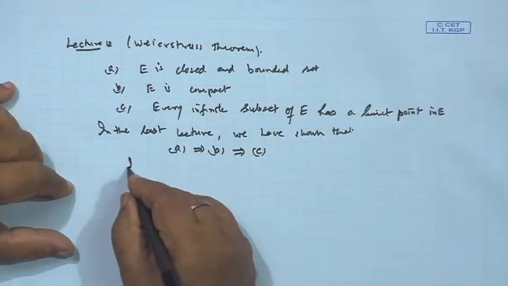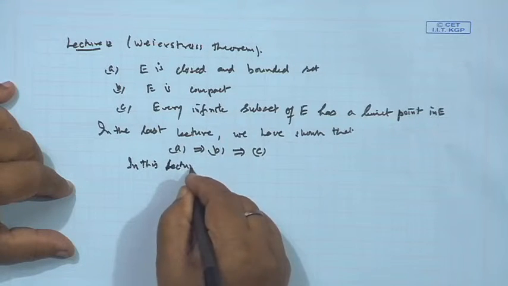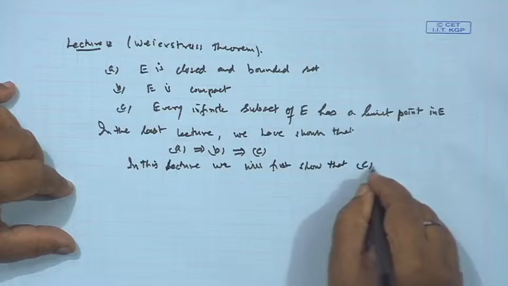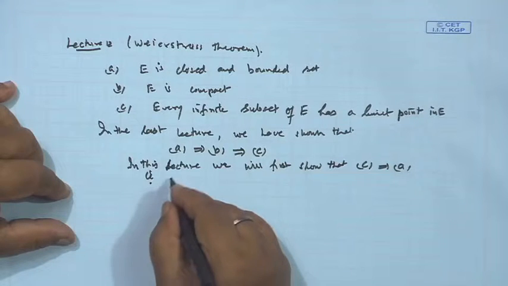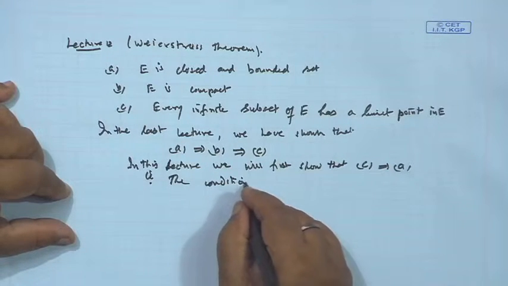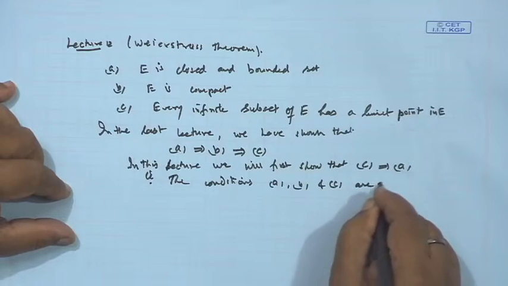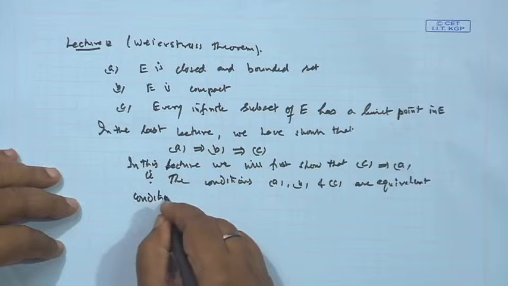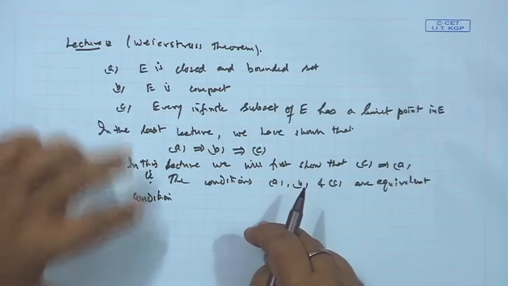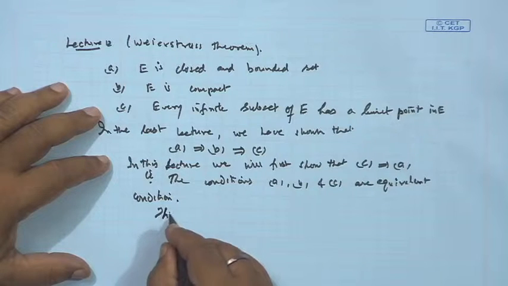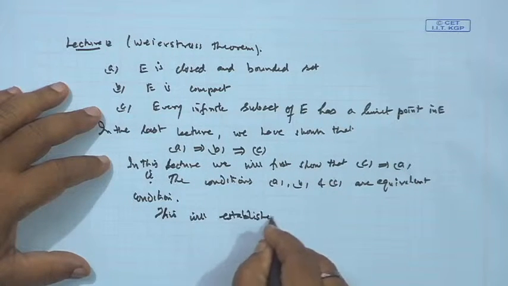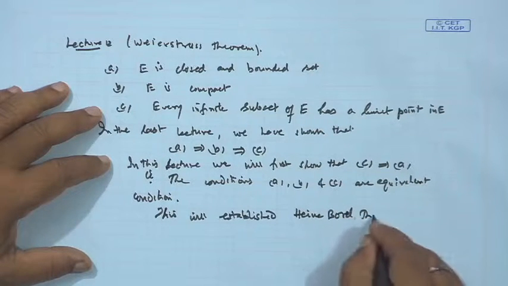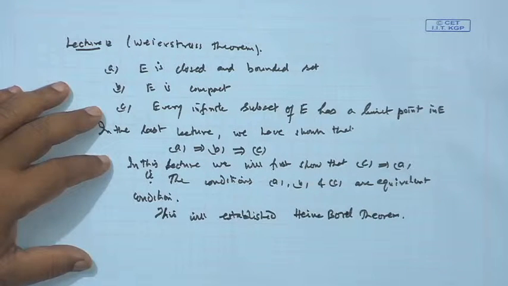Okay. So, in this lecture, we will first show that C implies A, that is, the conditions A, B and C are equivalent conditions. In fact, once we establish this, then automatically this will establish the Heine-Borel theorem.